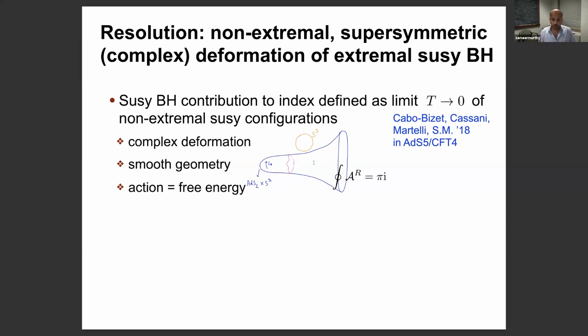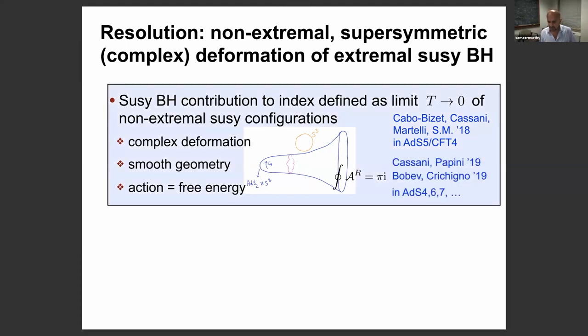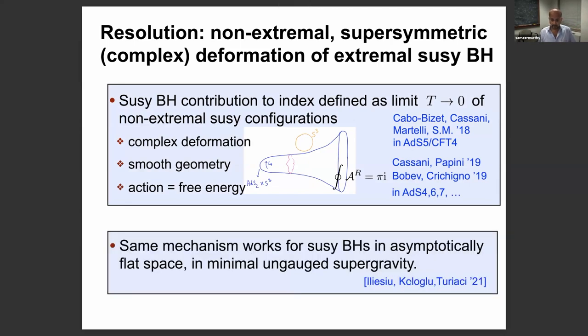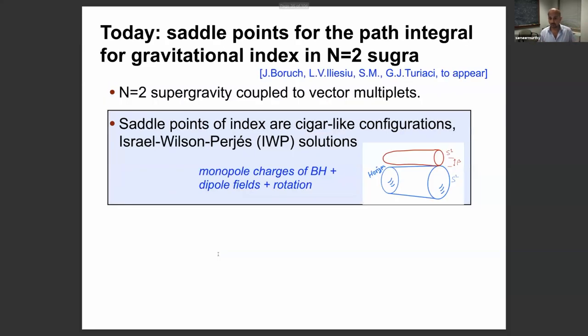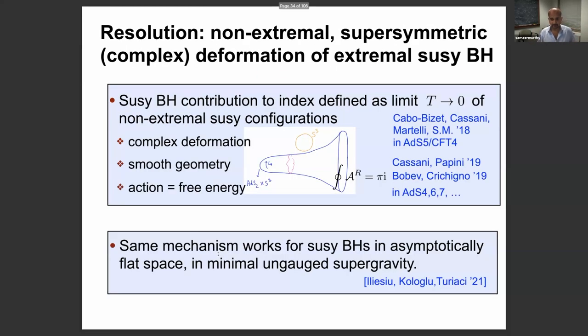Okay, so this was sort of laid out in this AdS5 context, and then this was extended to various AdS spaces in various papers. And then in this nice paper, the same idea was used for supersymmetric black holes in flat space, right? And minimal ungauged supergravity. So this is just the simplest supergravity theory, which is of the type that we want to study today. Okay, so we want to take this as a starting point and then generalize to more general supergravity. But any questions about this?